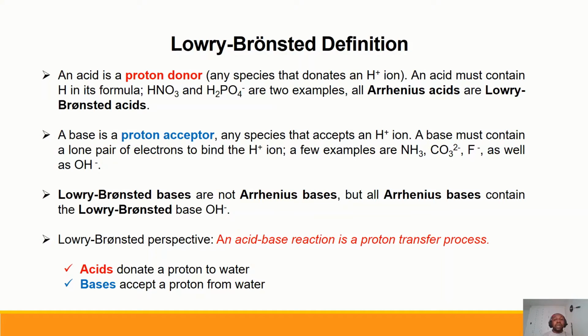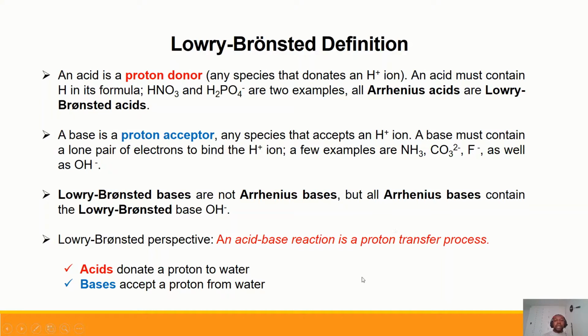Okay, so Lowry-Bronsted bases are not all Arrhenius bases. Why? Because all Arrhenius bases contain the Lowry-Bronsted base OH minus. The reason is that, for example, let's say ammonia. Ammonia does not contain OH, and Arrhenius says that for it to be classified as a base, you must be able to produce OH. And when you don't have OH, there's no way you can produce OH.